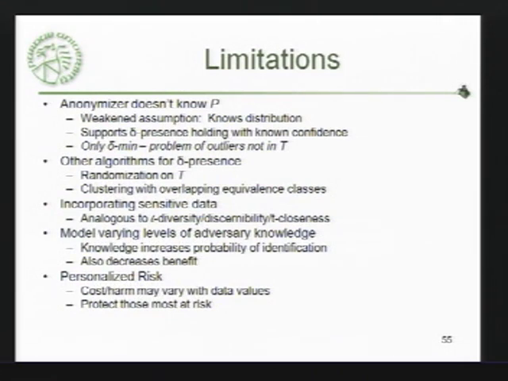Okay, there are some limitations to delta presence. First, what happens if the anonymizer, the person doing the anonymization, doesn't actually know all individuals in the world that the adversary might know are in that public data set? Well, we actually have a solution to that, where you make a slightly weakened assumption that you know a distribution of each attribute. For example, you know what the distribution of ages is, but you don't know every individual's data. And then you can support delta presence with some known confidence.